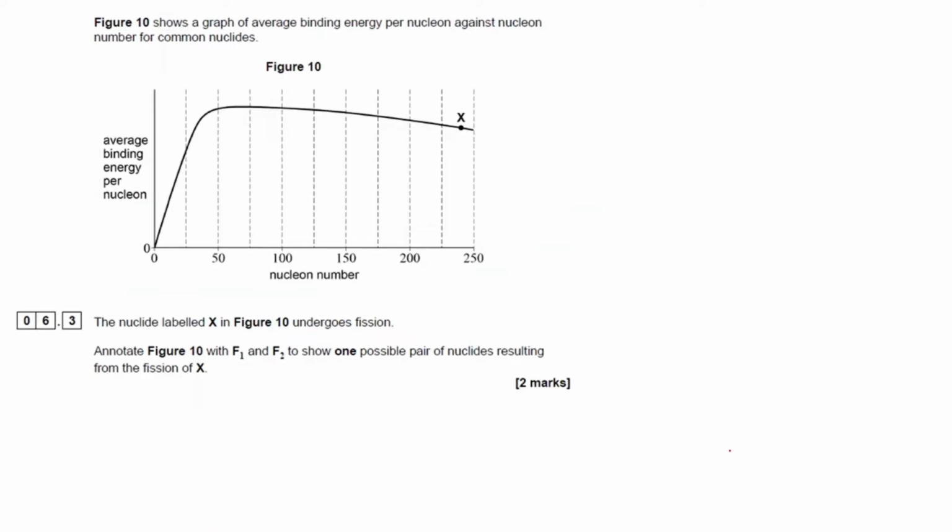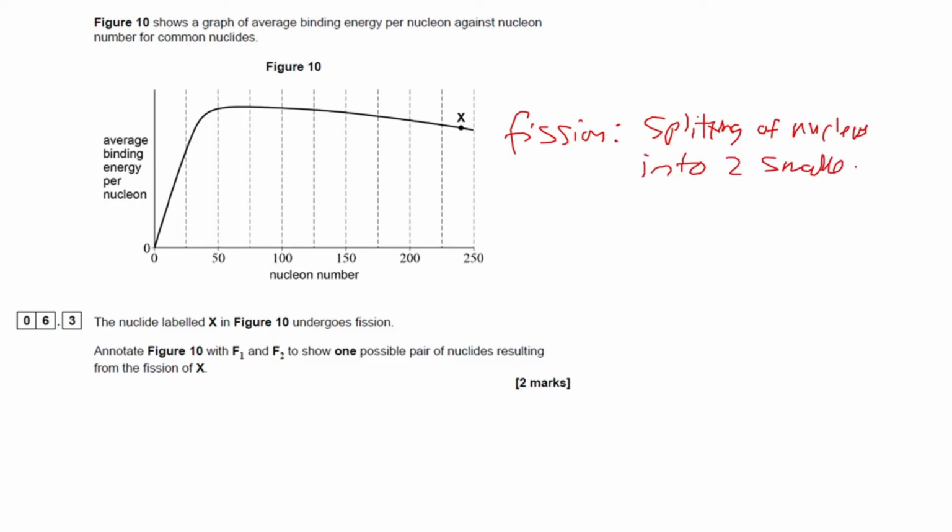This is a bit of an unusual question because there is quite a range of possible answers, but you have to follow a certain set of rules, and quite a few possibilities are accepted in the mark scheme. So first of all, understand that in fission, or even in fusion, that process involves splitting of a nucleus into two smaller nuclei.